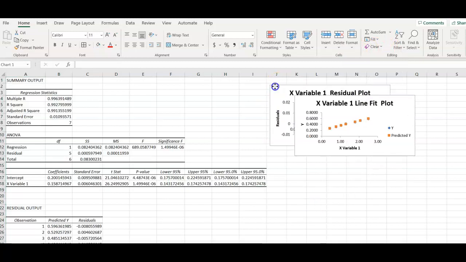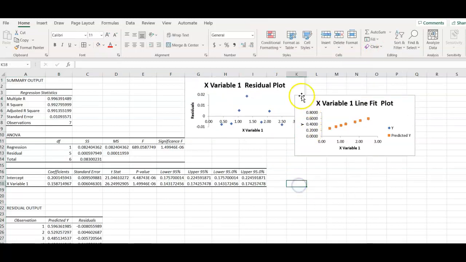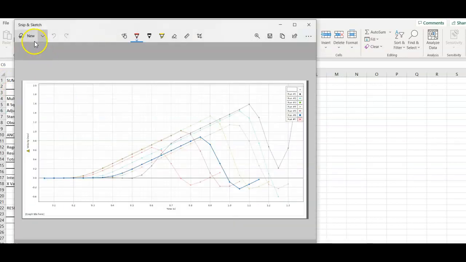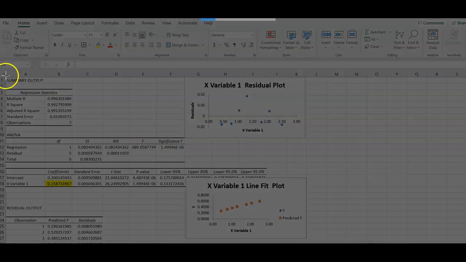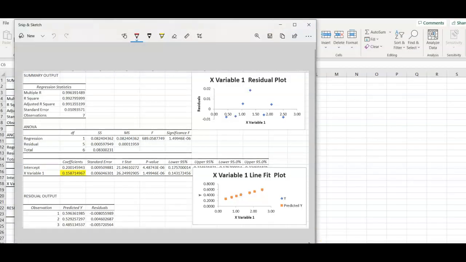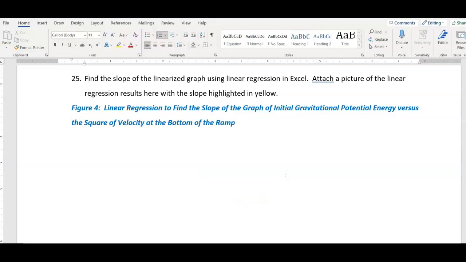And here we go. Looks like a good fit. I've got a great R squared here of 0.9927. Here is my slope. So I'm going to highlight that so that it shows up well. And so I want to snip a picture of this to put in the lab report as evidence of the slope. Okay, and so that becomes figure 4.